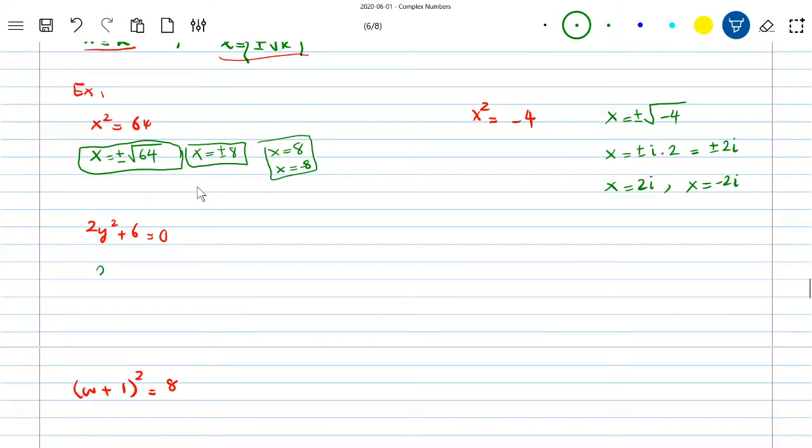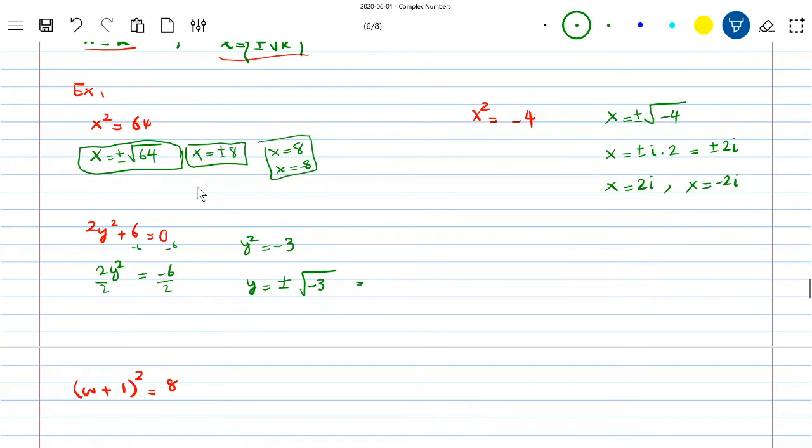So what do we do? 2y squared, subtract 6 from both sides of the equation, equals negative 6. Divide both sides by 2. If I divide both sides by 2, I'll end up with y squared equals -3, and then use the square root property. What is y? y is plus or minus square root of -3.